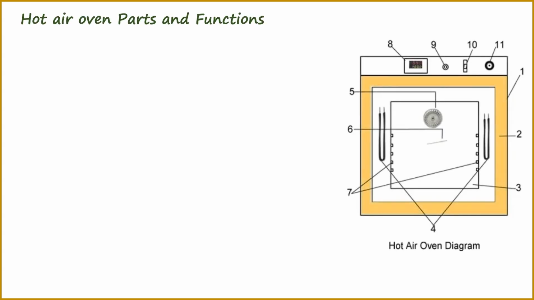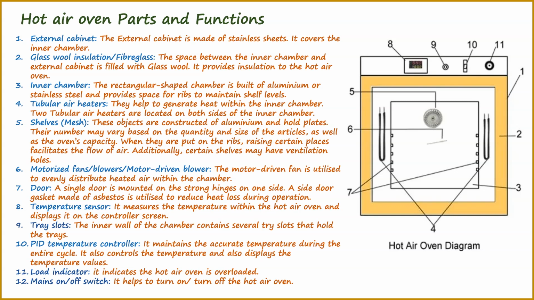Let's talk about the different parts of a hot air oven. The first part we will discuss is the external cabinet. The external cabinet is made of stainless sheets and covers the inner chamber of the oven. It provides protection and support to the inner chamber. The second part is a glass wool insulation or fiberglass. The space between the inner chamber and external cabinet is filled with glass wool or fiberglass. It provides insulation to the hot air oven, preventing heat loss to the environment.